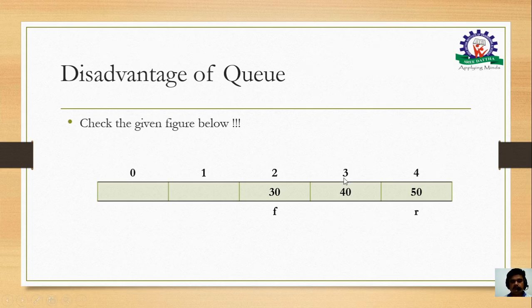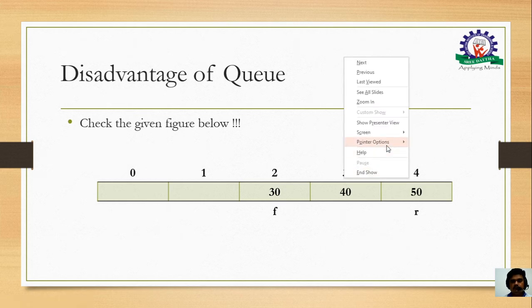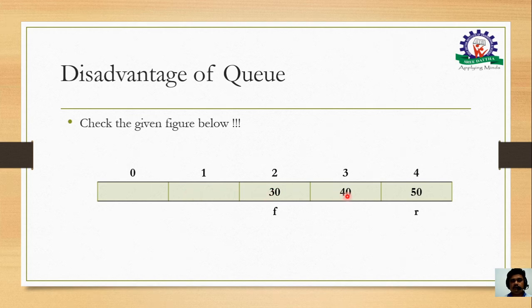Let me use the laser pointer. I inserted 10, 20, 30, 40 and 50 and I deleted 10 and 20 from the 0th index as well as the first index. Now F is pointing to index location 2 and R is pointing to index 4. If R is at q size minus 1, it is at the maximum size, so I can't insert any more; it will show overflow.